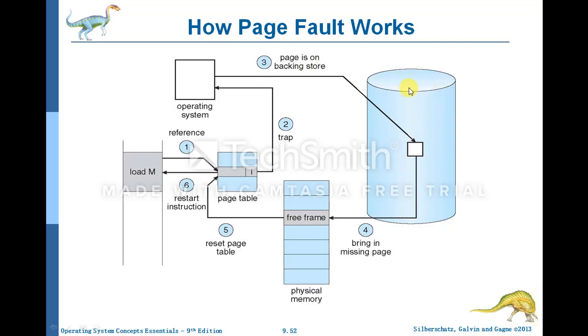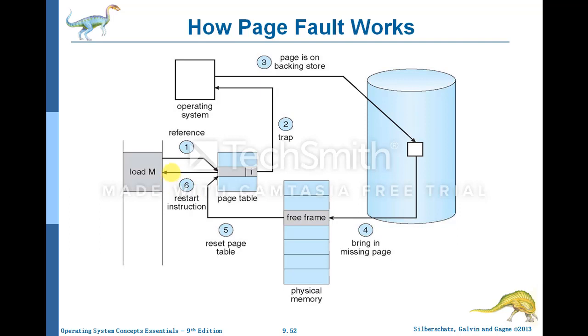This is the secondary memory, or the disk, and the disk will find that reference page and send it to the physical memory. This is a free frame in the physical memory, and it will bring the missing page and insert it into the free frame. Then the physical memory sends it back to the page table to reset the page table. Now that the demanded page is in memory, the page table sends it back to the CPU to restart the instruction.